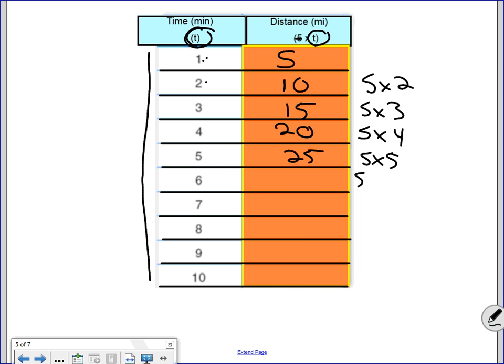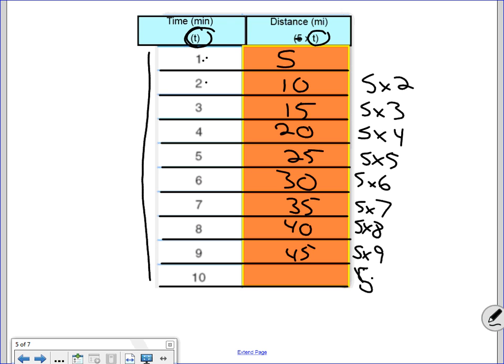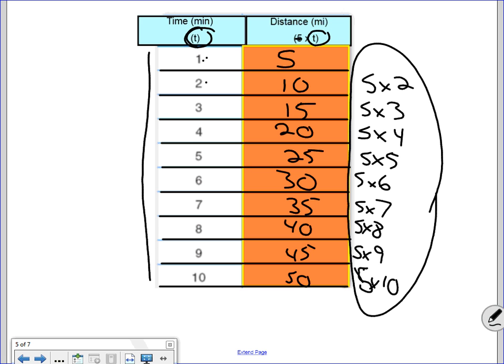So we're going 5 times 6, which equals 30. 5 times 7, which is 35. 5 times 8, 40. 5 times 9, 45. 5 times 10 equals 50. This will all be done on scratch paper tomorrow night, or tomorrow during the day, I apologize. But take your time on this. It's very simple. It's very easy.